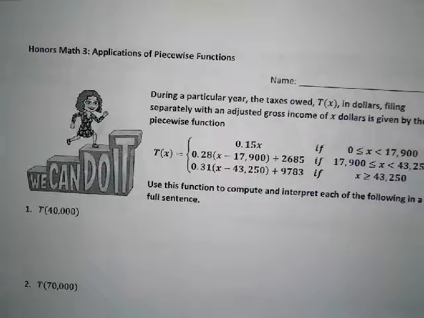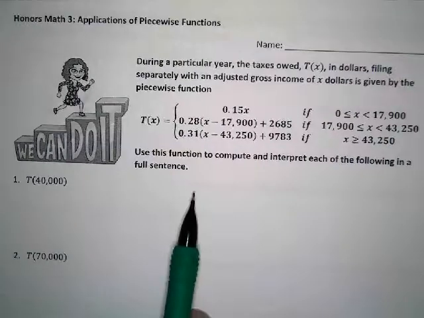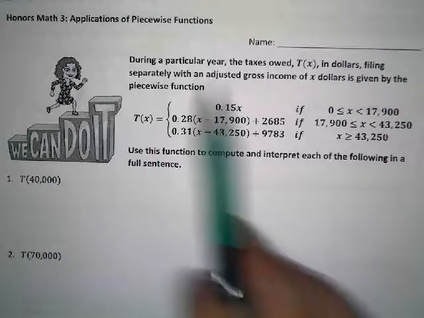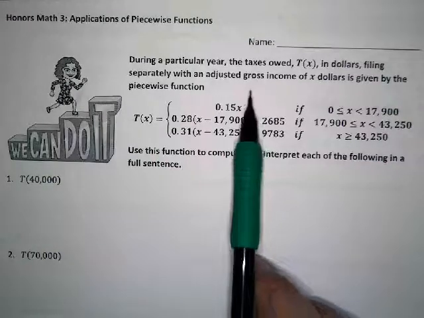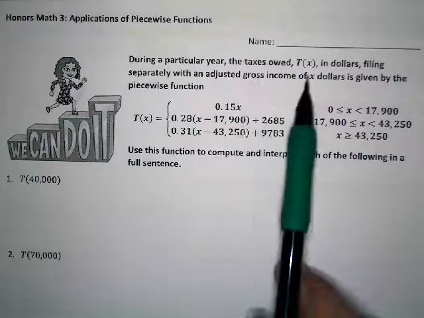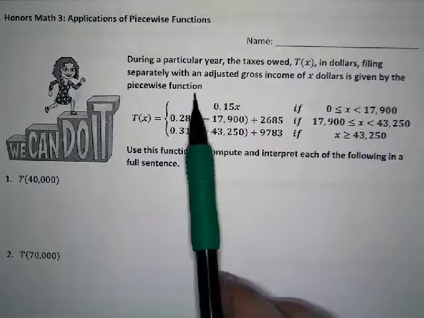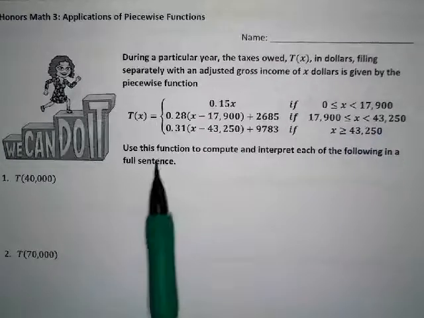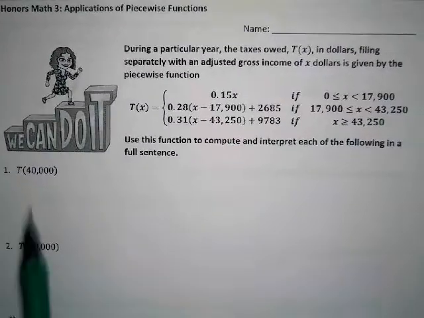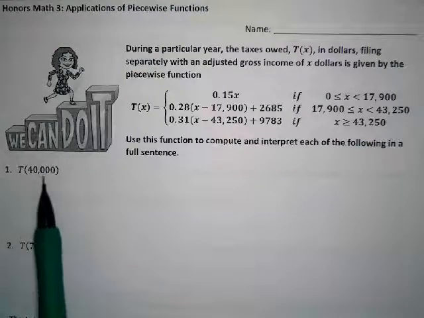All right. So this says, during a particular year, are we listening? The taxes owed, T of X in dollars, filing separately with an adjusted gross income of X dollars, is given by the piecewise function. Use this function to compute and interpret each of the following in a full sentence. So T of X. You're plugging in this X value, which means what was your gross income? 40,000. Okay.